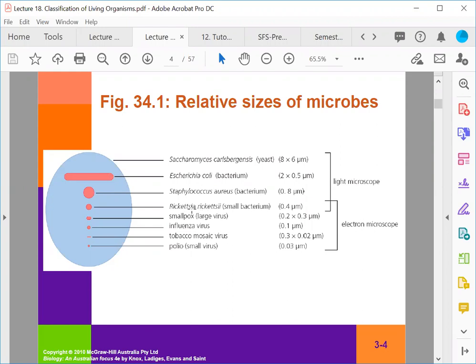And now let's compare those sizes to the viruses. So here we have the smallpox virus. This is considered to be a large virus, 0.2 by 0.3 microns. Influenza virus, smaller again, at 0.1 micron. Tobacco mosaic virus, this is a common virus of plants. Smaller again, and then a small virus, the polio virus, at 0.03 micron. And of course, to actually view these microbes, you would need an electron microscope.